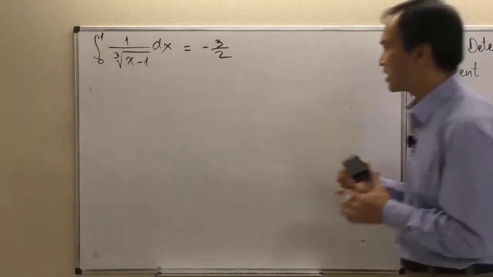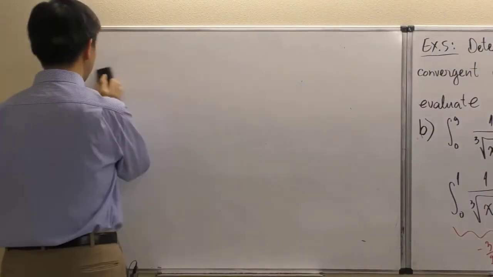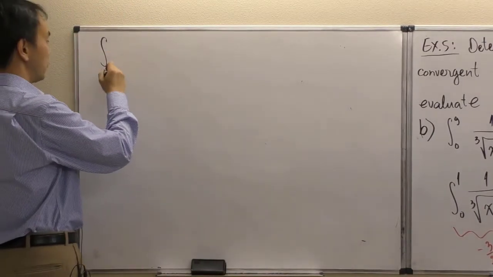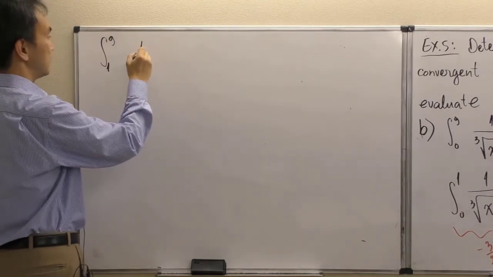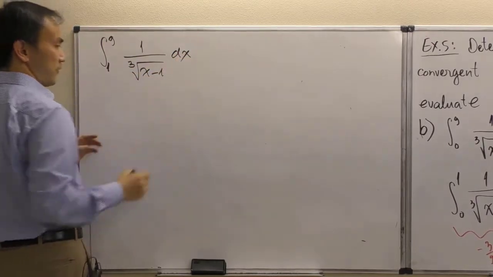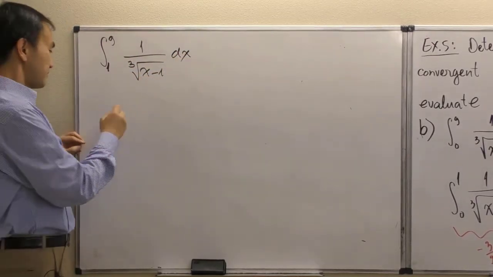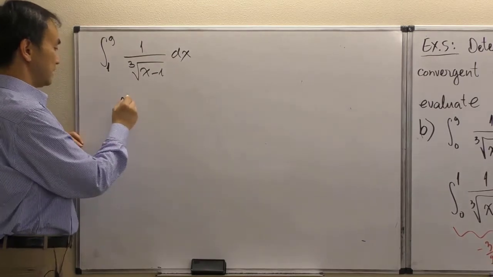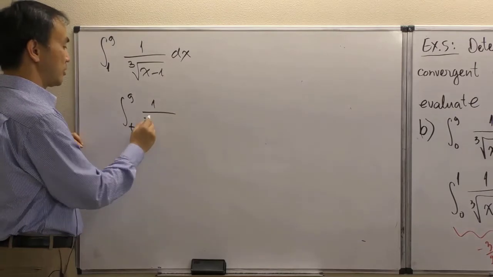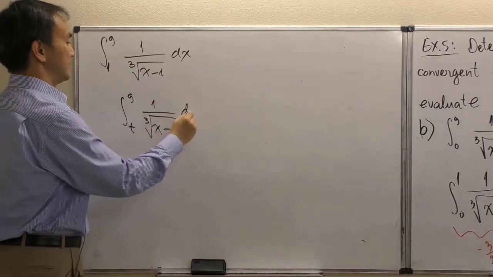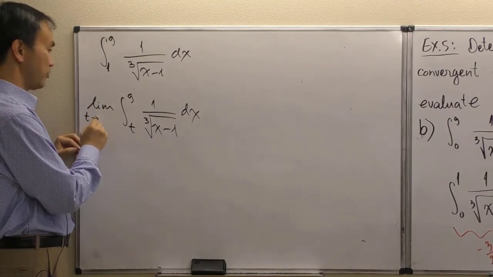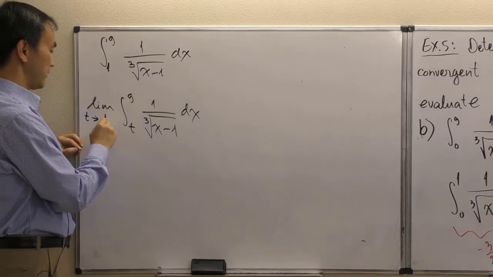So now in my next work, I'm going to consider the other improper integral. Here I'm looking at the integral from 1 to 9 of 1 over the cube root of x minus 1. For this integral, we set up an integral from t to 9 of 1 over the cube root of x minus 1, but then I'm going to have to consider the limit as t is approaching 1 from the right-hand side.